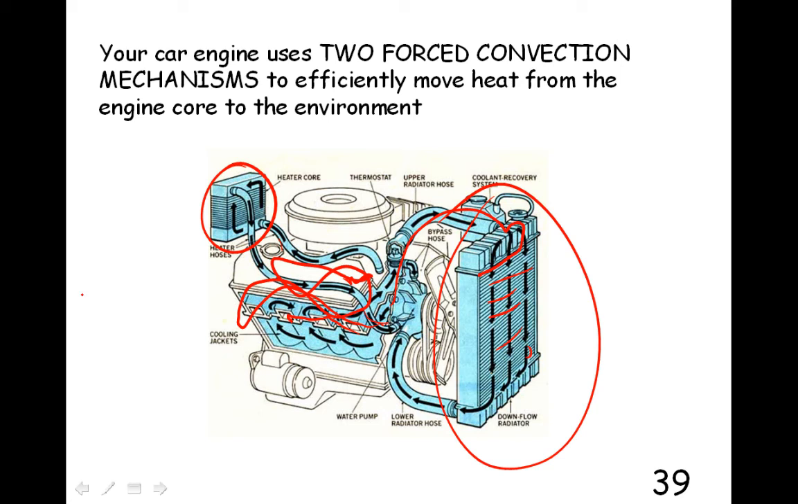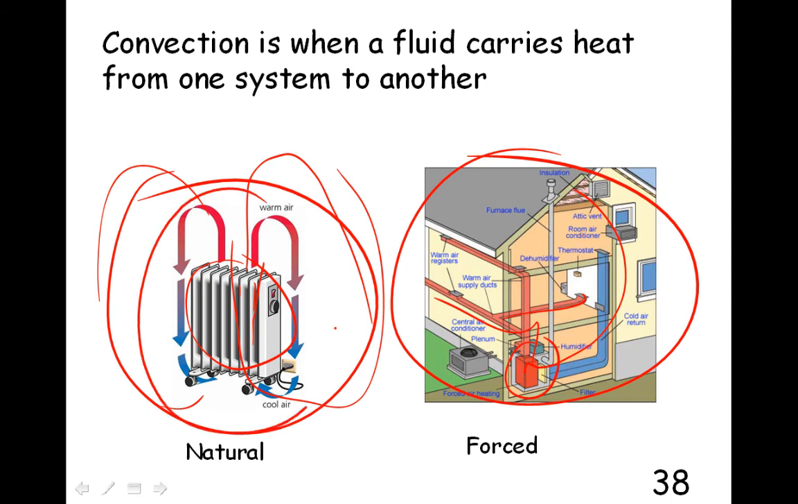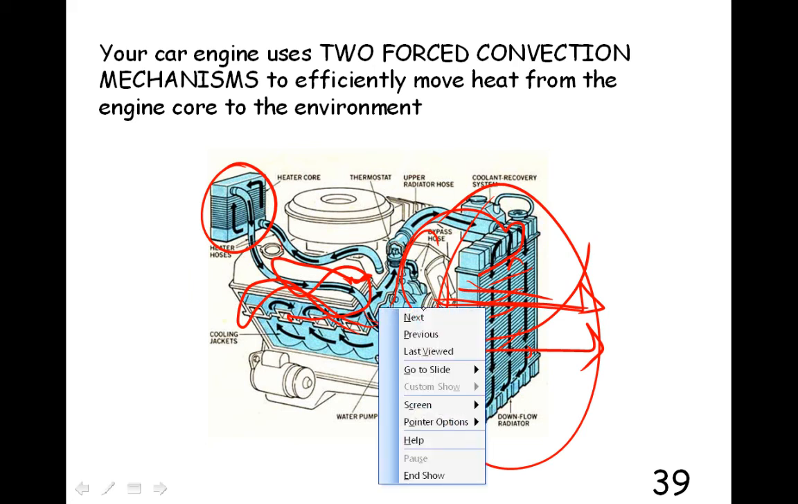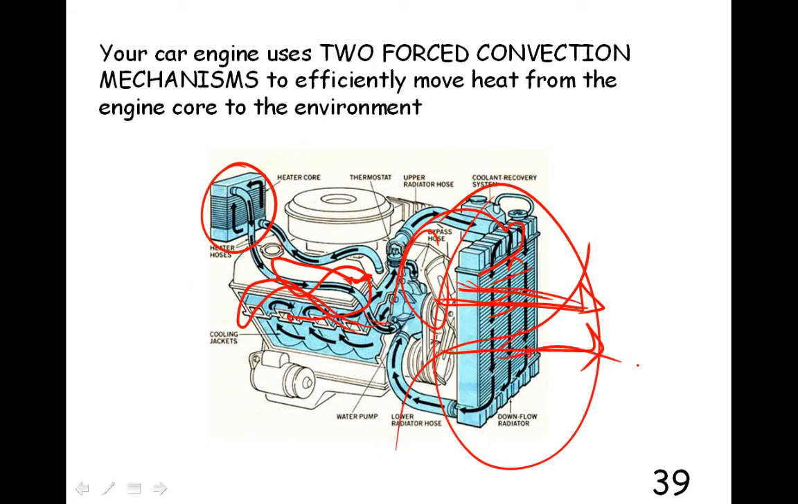But that's not enough. There's a second forced convection current: this fan forces air through these little fins. So they don't just rely on the natural air flowing like in this natural radiator here. I shouldn't call it a radiator. It's got a fan that's blowing air through there to get the heat out more efficiently. So that's a forced convection mechanism.